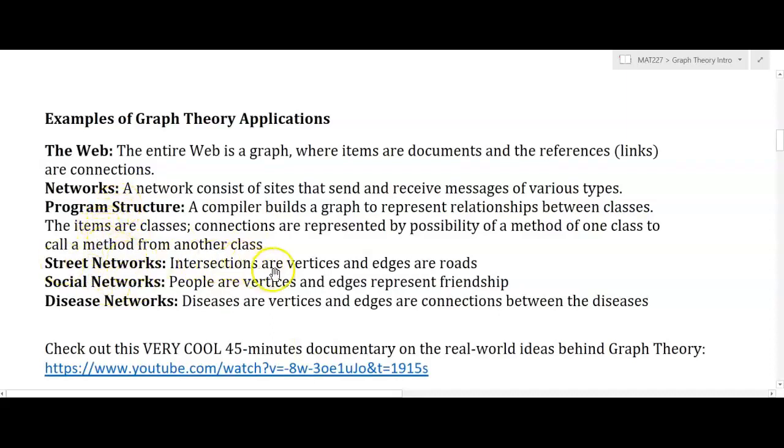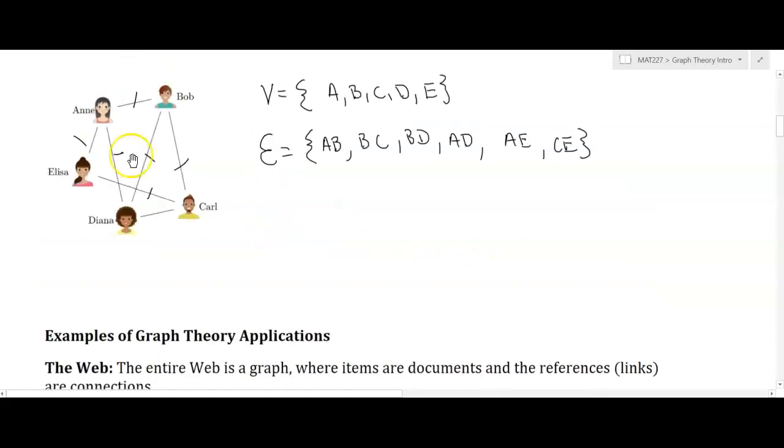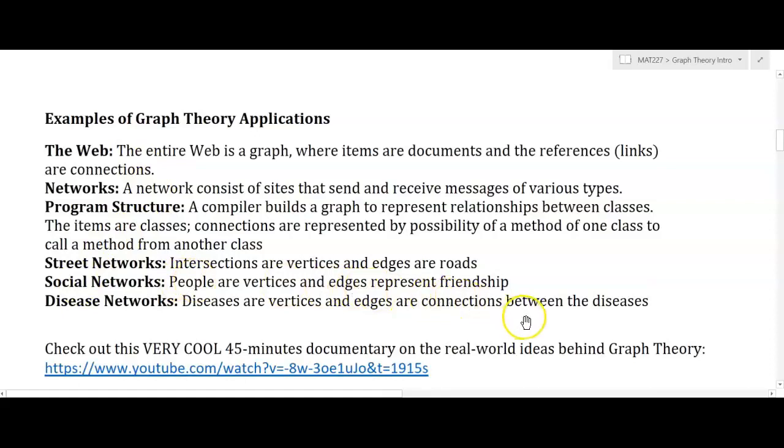Street network. So intersections are vertices and edges are roads. Social networks, like the one we saw up here. People are vertices and edges represent friendship. Disease networks. Diseases are vertices and edges are connections between the diseases. So, for example, you might associate certain types of cancer with other types of pre-existing conditions, and having a big graph to represent them would be very valuable.